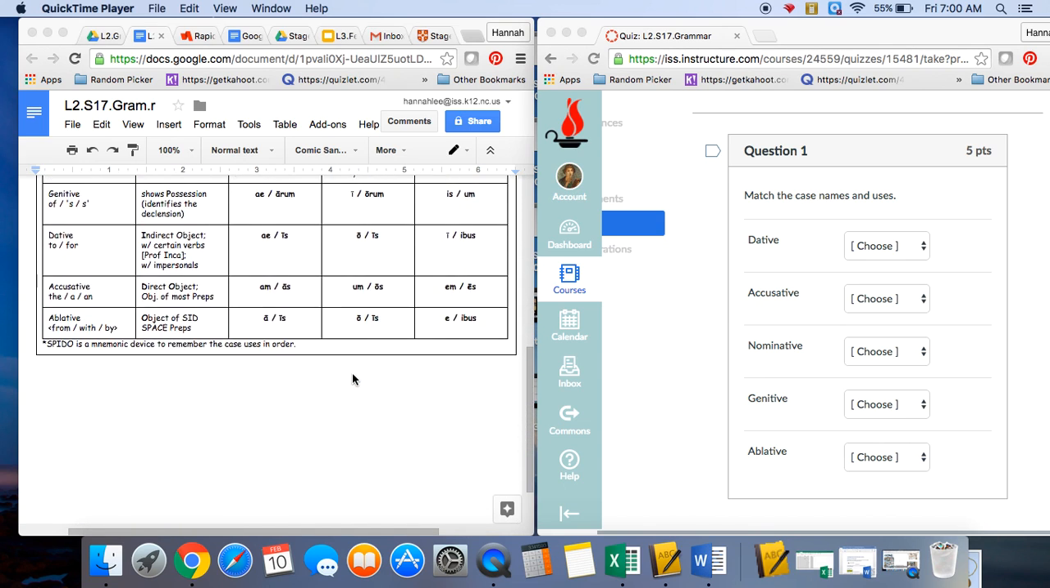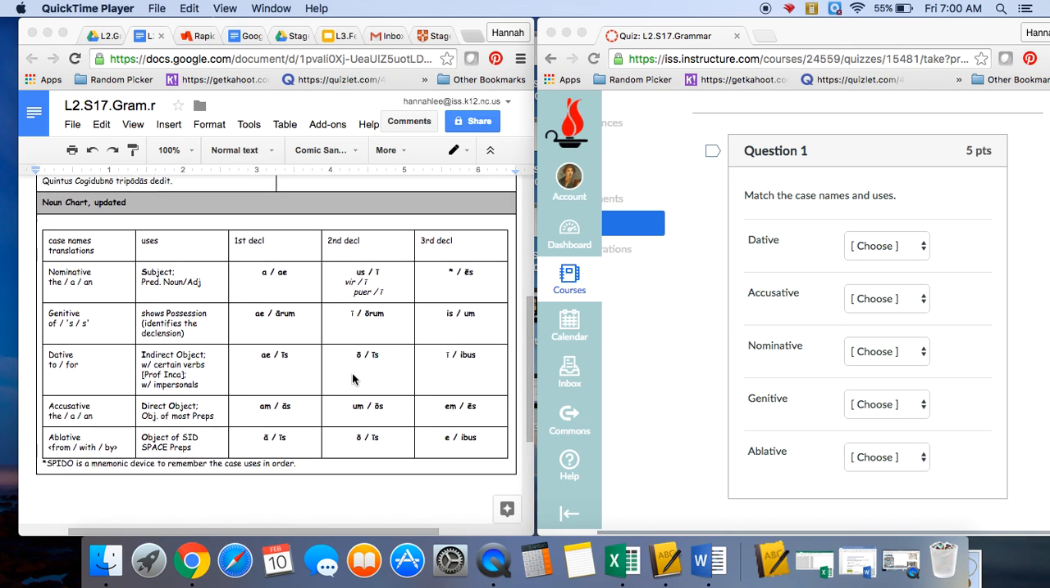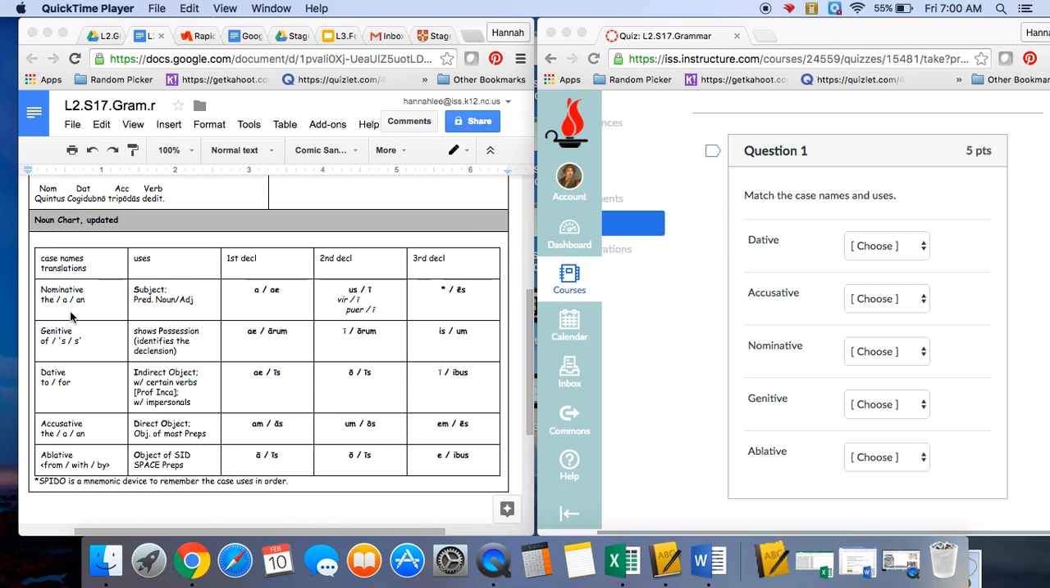The bottom half of the page has an updated noun chart. You still have your nominative, genitive, dative, accusative, and ablative. This is the order that you should learn these cases in. They're reverse alphabetical if that makes it easier for you. And these cases have various uses. The uses are referred to as SPIDO. S is for subject, P is possession, I is indirect object, D is direct object, and O is object of a preposition.